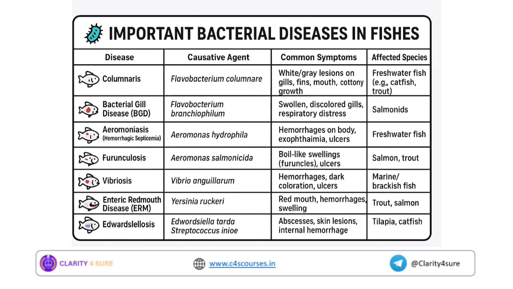Next we go to bacterial gill disease. It is caused by Flavobacterium branchiophyllum. This bacterium is a major threat to salmonids such as salmon and trout, especially in hatcheries. Its signature symptom is swollen, discolored gills that make breathing extremely difficult. Fish may be seen gasping near the surface, showing signs of respiratory distress, reduced feeding, and isolation.